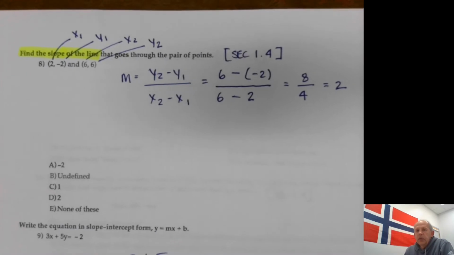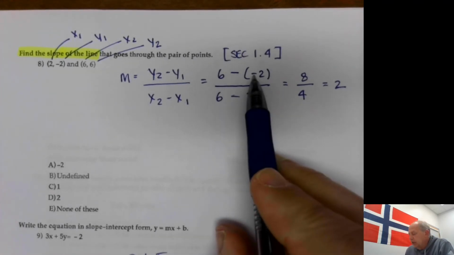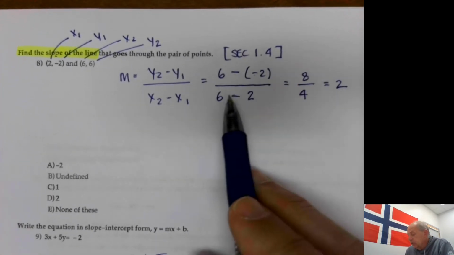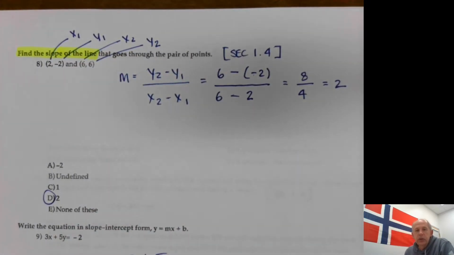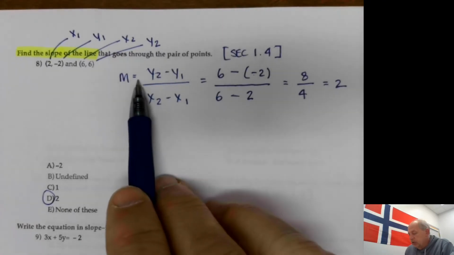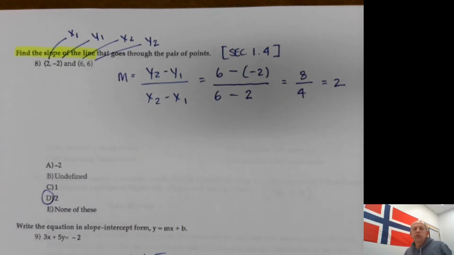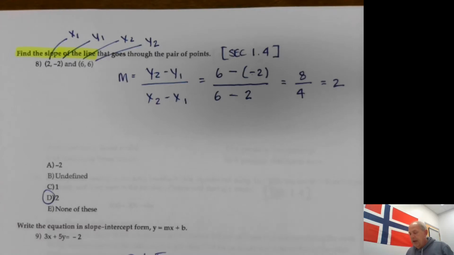Got to be careful with the positive and negative signs. 6 minus a -2 is like 6 plus 2 or 8, and 6 minus 2 is 4. My answer is choice D. Start to finish the formula, what is the slope between 2 points? There's how you do that.